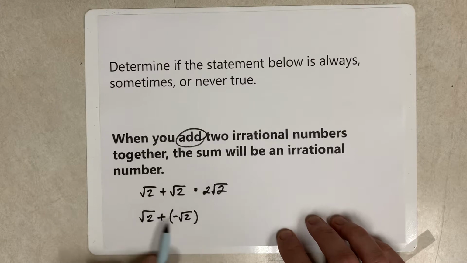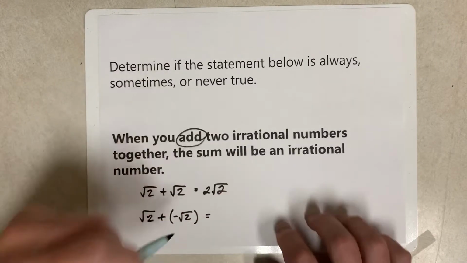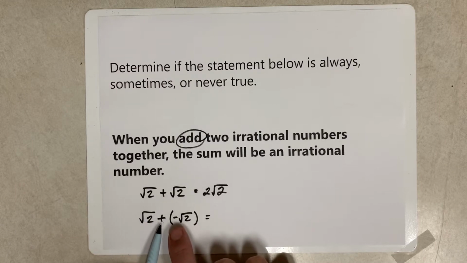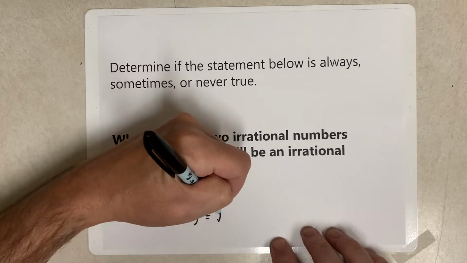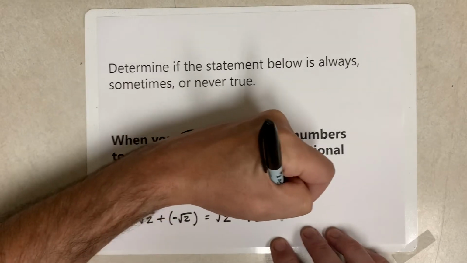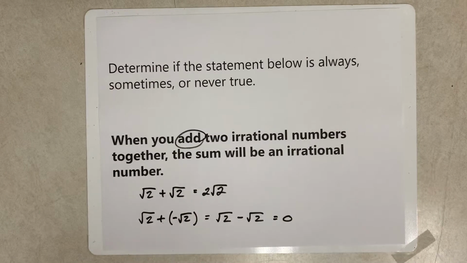If I take these two numbers now and add them together, well, these are opposites, and really what we have is root 2 minus root 2, which turns out to be 0. Now, is 0 an irrational number? No, 0 is actually a whole number, and it's an integer, and it's rational. So it is not going to be irrational here. So what happens is that you get it here, which is true.